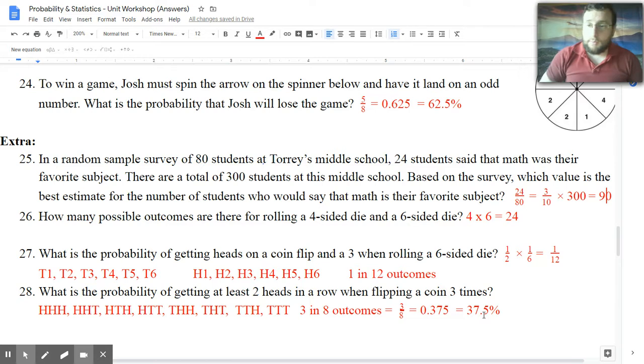So there you have it. That's probability, including some extra stuff that might be helpful to help you pass the additional.